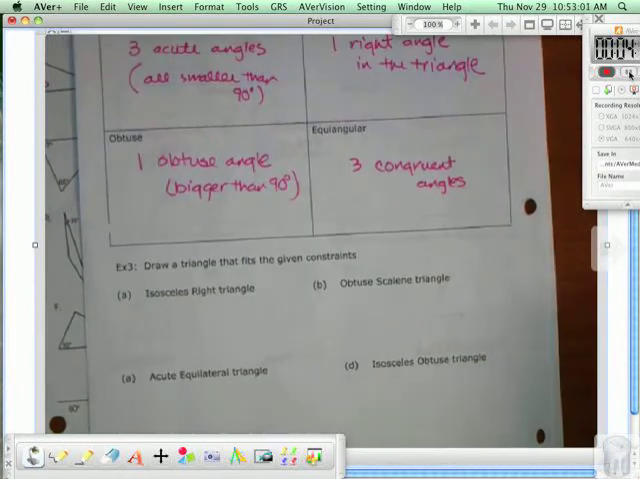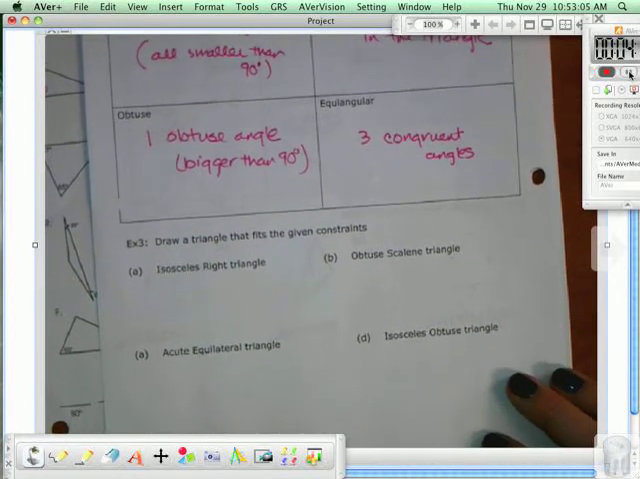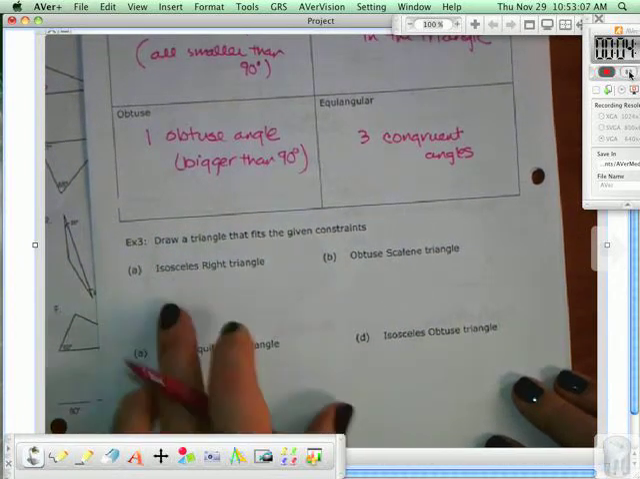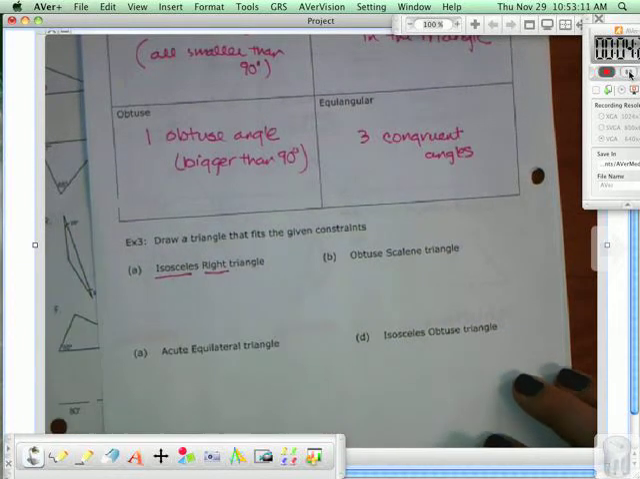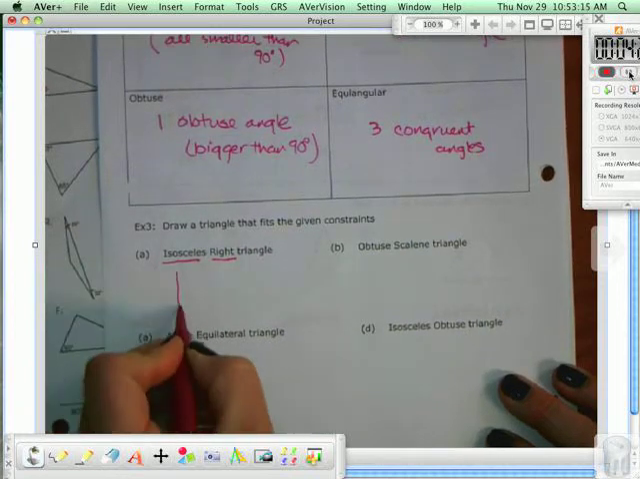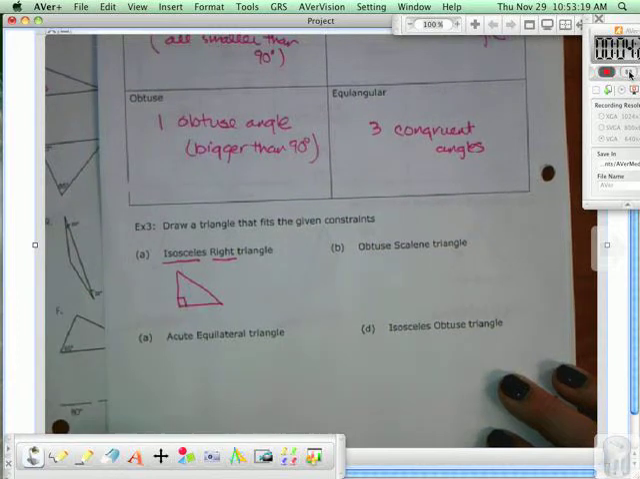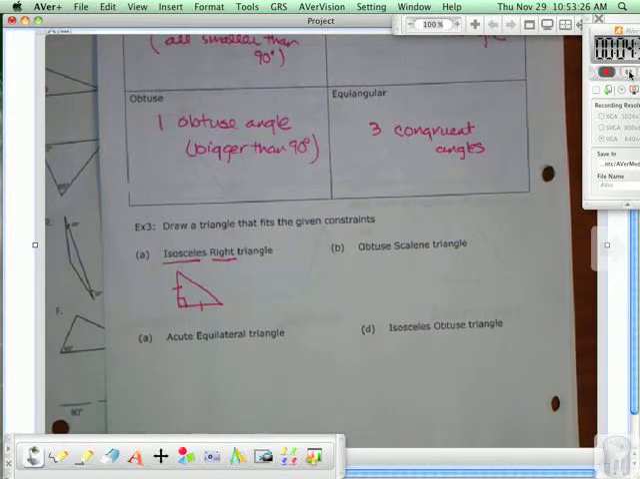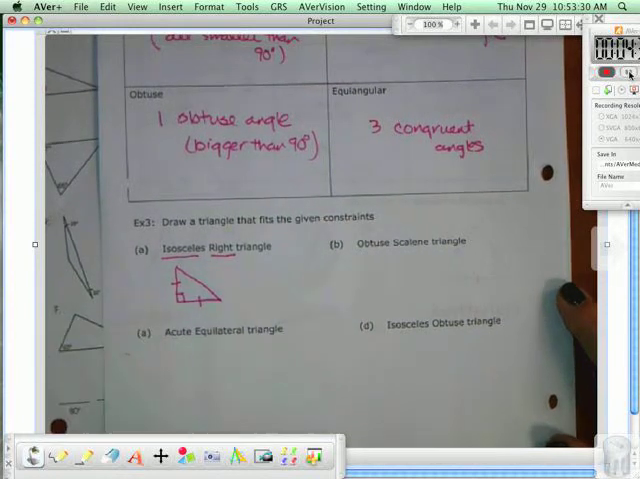Okay. Draw a triangle that meets the given constraints. That means it's got to meet these requirements. It's got to be an isosceles and a right triangle. So isosceles, the two sides have to be equal, so this is maybe what I would draw. Yours might be slightly different. I would make sure it shows that it has a right angle, and I would show that these two are the same. Yours could be different, rotation or whatever, but something like that. Isosceles, right angle, triangle.